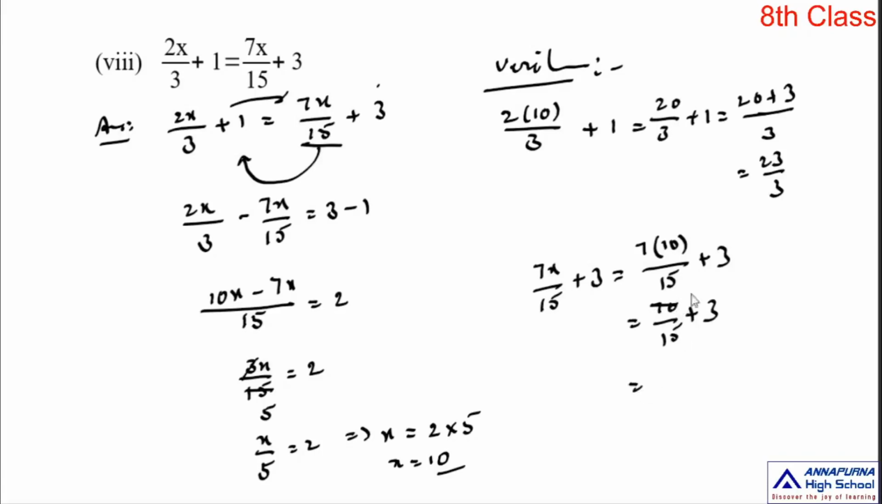Fifth table. In 17, 16 times, 14 times, and 15, 3 times. Okay, so 14 by 3 plus 3. LCM is 3 and the numerator is 14 plus 9, 23 by 3. So both the results are same. So x is equal to 10 is the required solution of this equation.